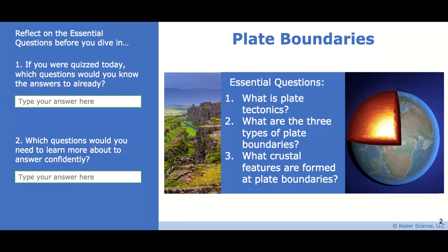So for our essential questions, we have number 1, what is plate tectonics? Number 2, what are the 3 types of plate boundaries? And number 3, what crustal features are formed at plate boundaries?